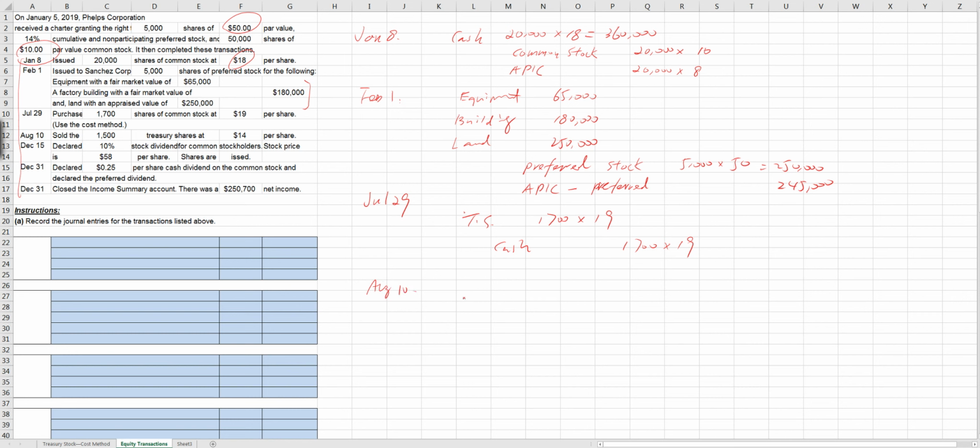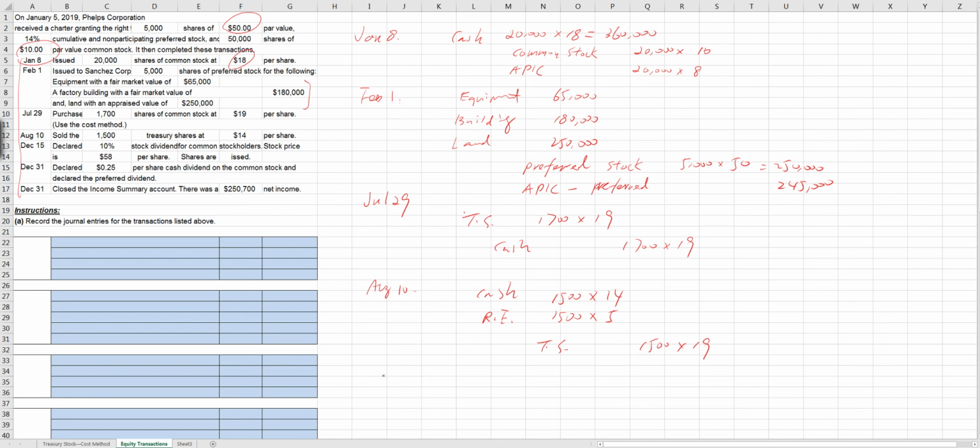August the 10th, sold treasury stock at $14 per share. Because we have only one treasury stock in our warehouse, we don't have to worry about FIFO. The cost will be $19. We are selling below the cost. Therefore, because we don't have any paid-in capital from treasury stock account credit balance to use, we have to reduce our retained earnings in this case. That's $5 per share.